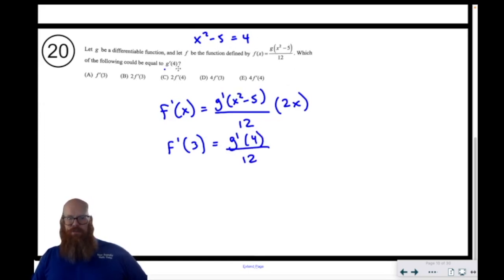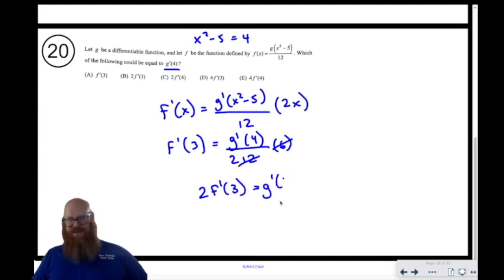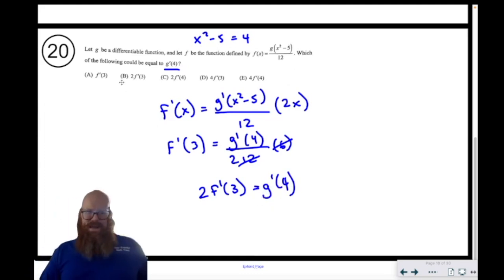That's what I found out up here. And I want a g prime of 4. But I get that by plugging in 3 to f prime. And I'm plugging in 3, so that gives me 6 here. Well, 6 over 12 makes a 2 on the bottom, and I multiply the 2 over. So 2 times f prime of 3 is going to equal g prime of 4, and that's what we're asking for. So the answer is B, 2 times f prime of 3.